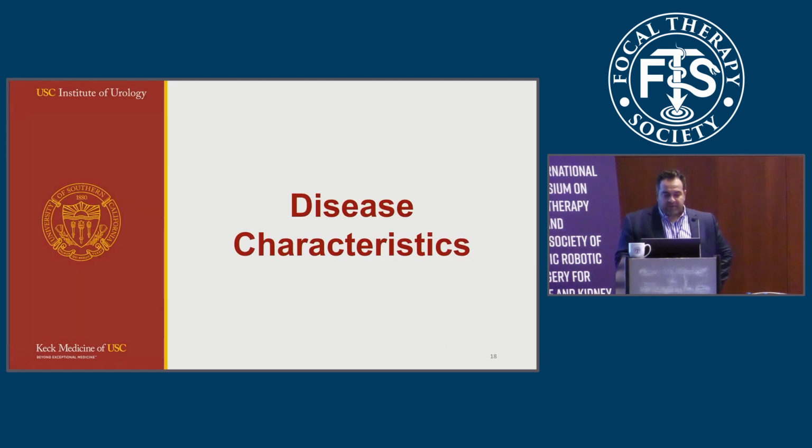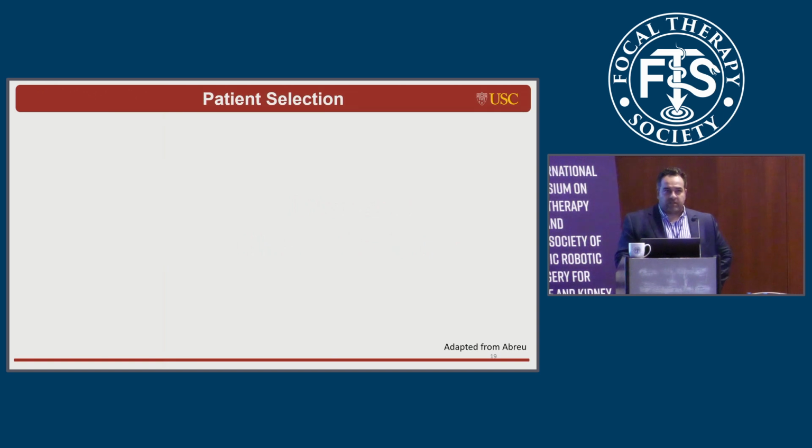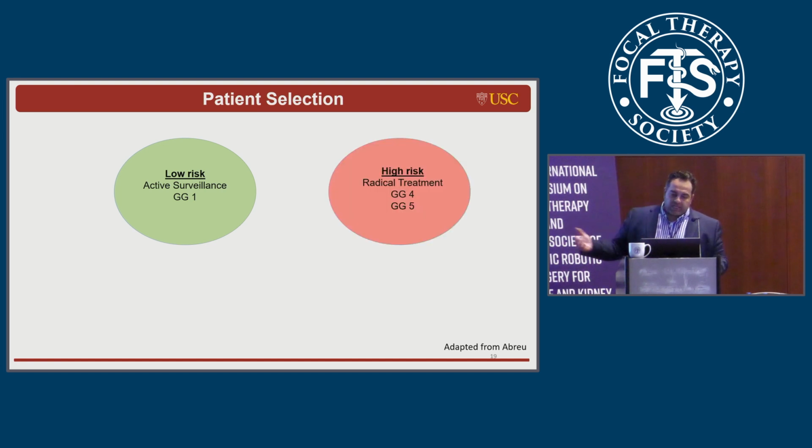What about disease characteristics? This is one of my favorite slides, adopted from my partner, Andre Breu. So for low-risk cancers, we like to offer active surveillance. High-risk cancers undergo radical treatments, radiation or radical prostatectomy. But there's a sweet spot, the intermediate risk, GG2 and GG3, which are the best candidates for focal therapy.